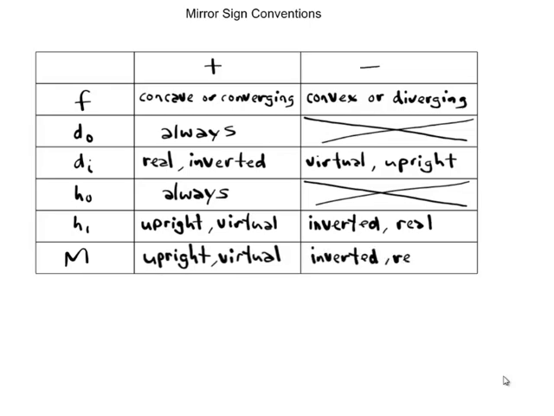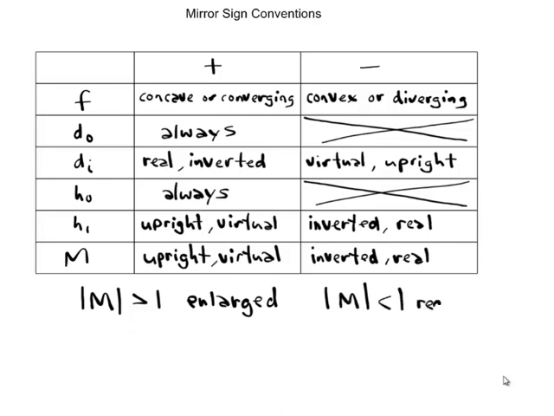inverted and real. You notice nothing up here tells us if it's enlarged or reduced. The only thing that can do that is the magnification. If the absolute value of the magnification is greater than 1, then it is an enlarged image. If the absolute value of the magnification is less than 1, it's reduced. Take a good look at this chart. Write it down if you have to. This is how you're going to be able to answer questions about the image type from just the map.